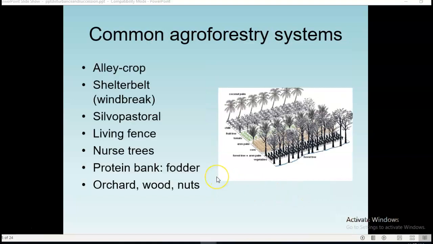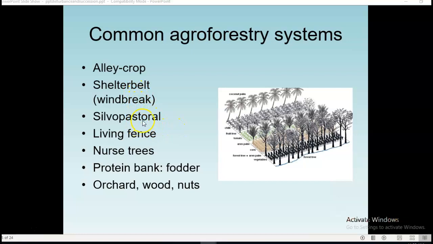So many of these common agroforestry systems, here's an example of alley cropping, where you have strips, lines of trees, and then you plant your crops in between. Your tomatoes are going to need a lot more light, so it's good to put them away from the taller trees. Alley cropping, shelter belts, which can also provide a windbreak.